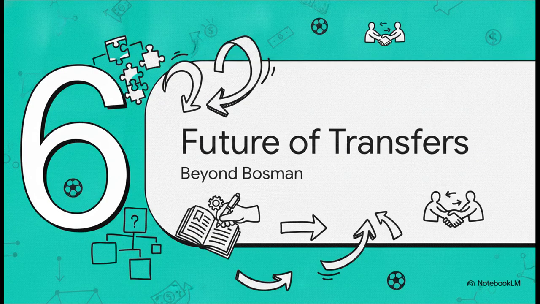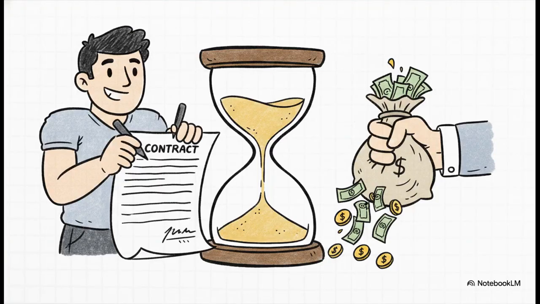Section 6. The future of transfers beyond Bosman. So, where exactly does this leave us today? Well, the transfer market certainly didn't stop evolving in 1995. The modern strategy we see all the time today is the pre-contract agreement. Players with expiring contracts no longer wait until the summer to find a new team. Instead, they use a rule allowing them to sign an agreement with a foreign club up to 6 months before their current deal even ends.